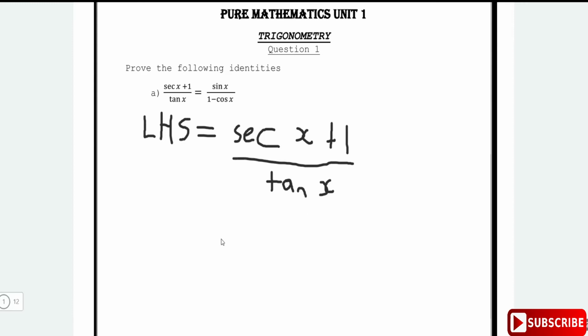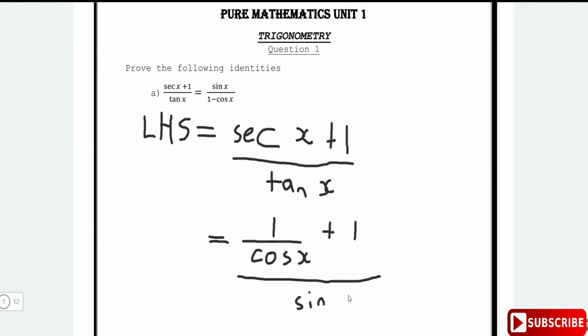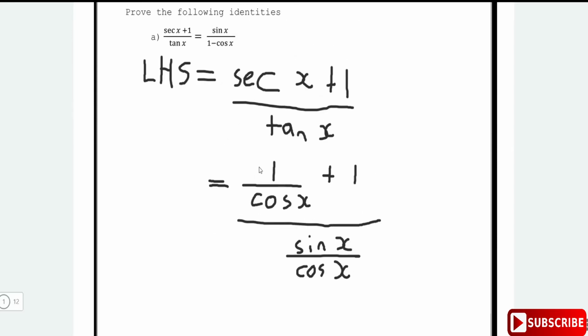So sec x, remember, is 1 over the cosine of x. So we get 1 over cos x plus 1, and that is being divided by tan of x. But what is tan x? Tan x is the sine of x divided by the cosine of x. That is the tan of x. Now, what else do we know? We know how to write this as one fraction, right?